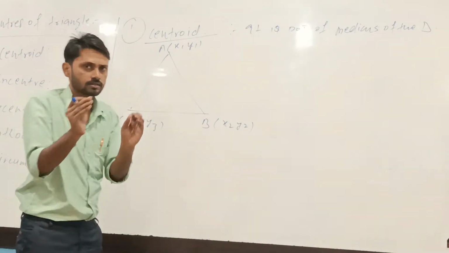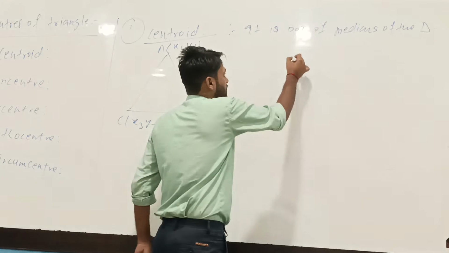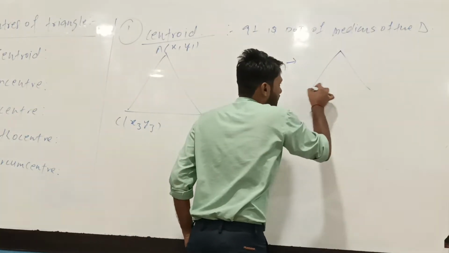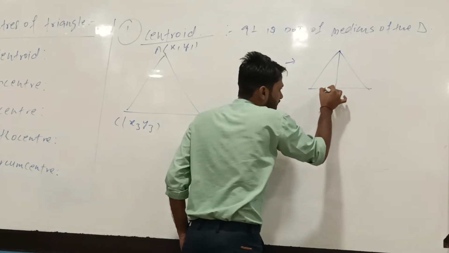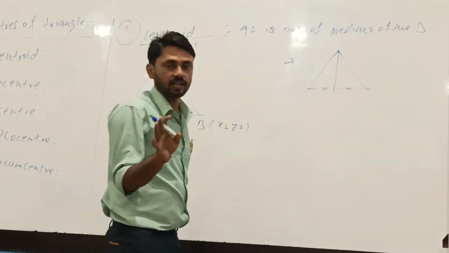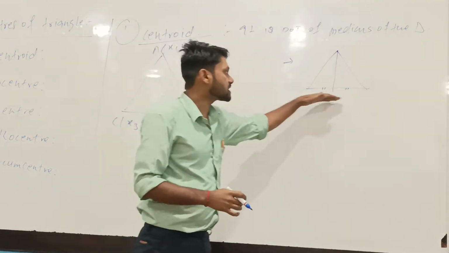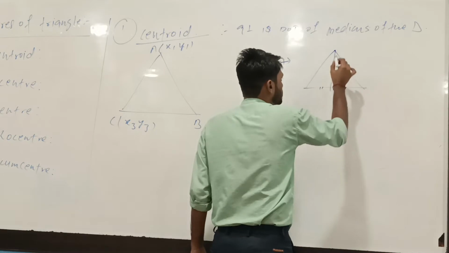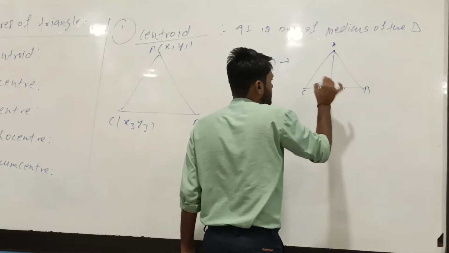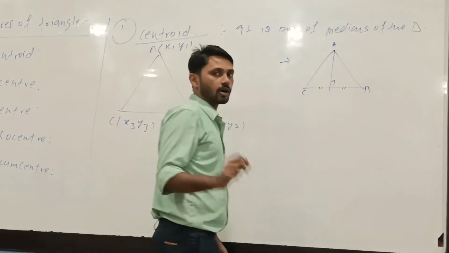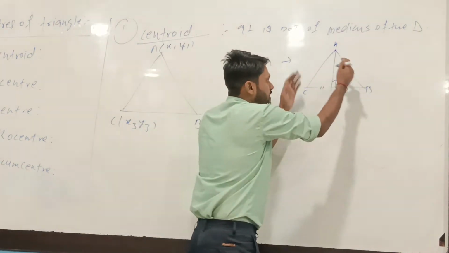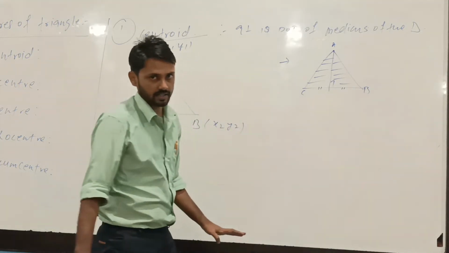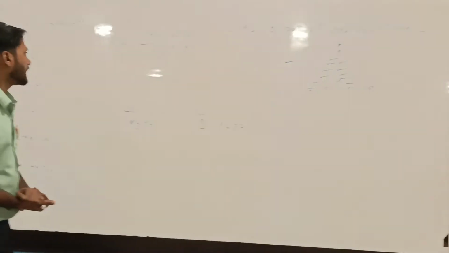So let's discuss something, a little bit of knowledge we need about the median. Remember, median is the line which divides the opposite side into two equal halves. Suppose this is A, this is B, this is C. This is the median. And a median also divides the triangle into two equal areas. So this was about the median.